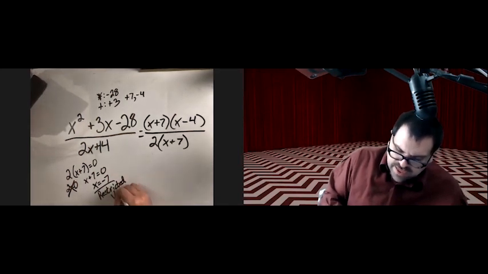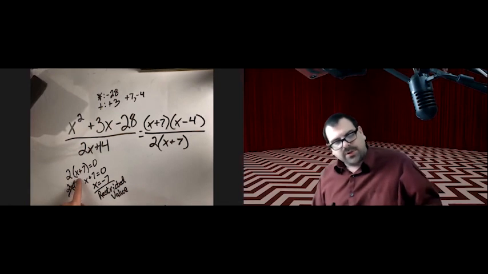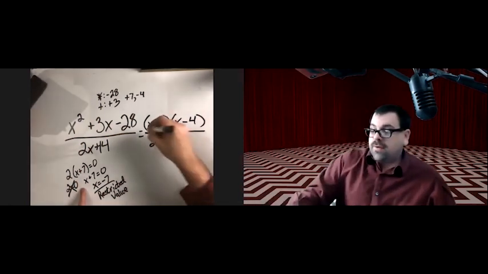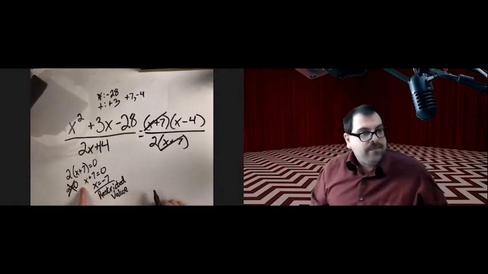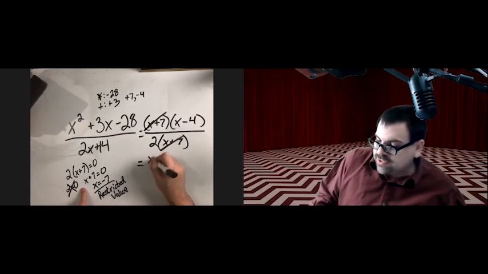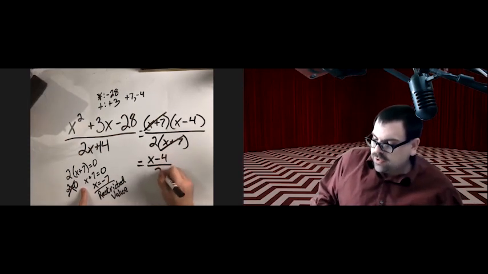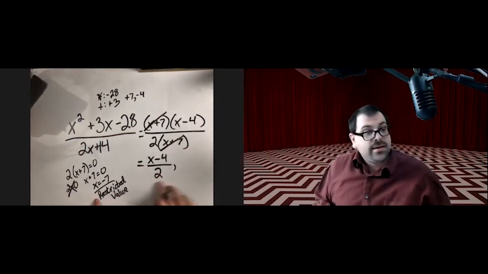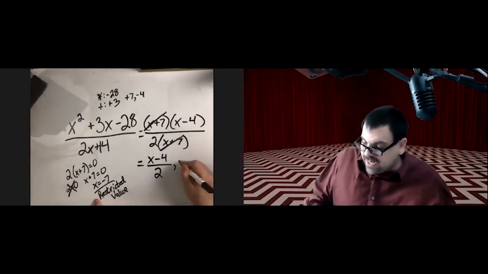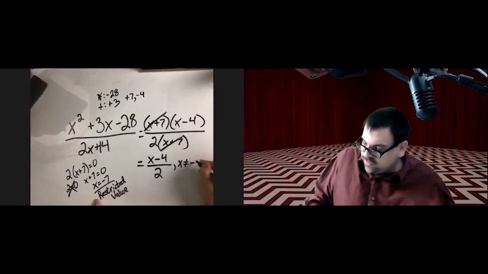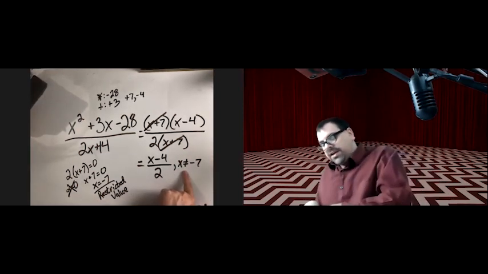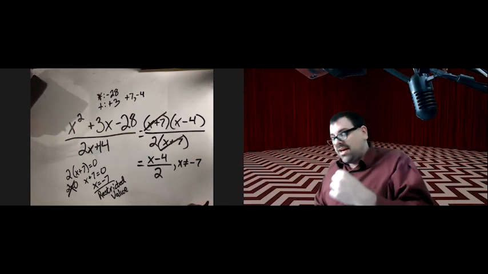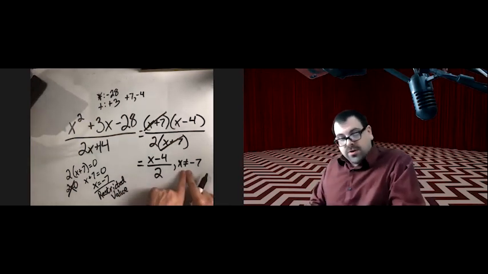It's going to be important that I found that because it's coming from the x plus 7 factor, which is gone. So this completely reduces to x minus 4 over 2. And since we can't see that x plus 7 factor on the bottom anymore, we have to say, hey, x cannot equal -7.